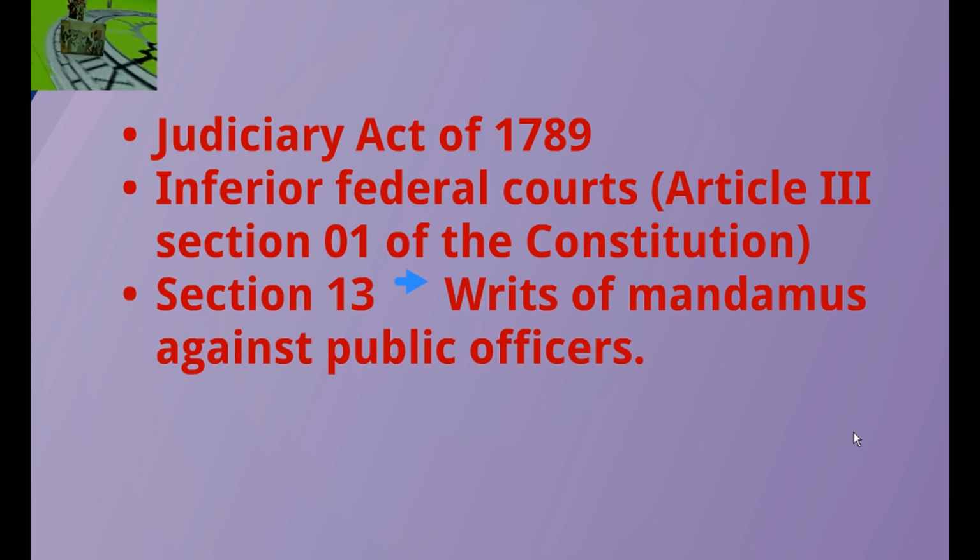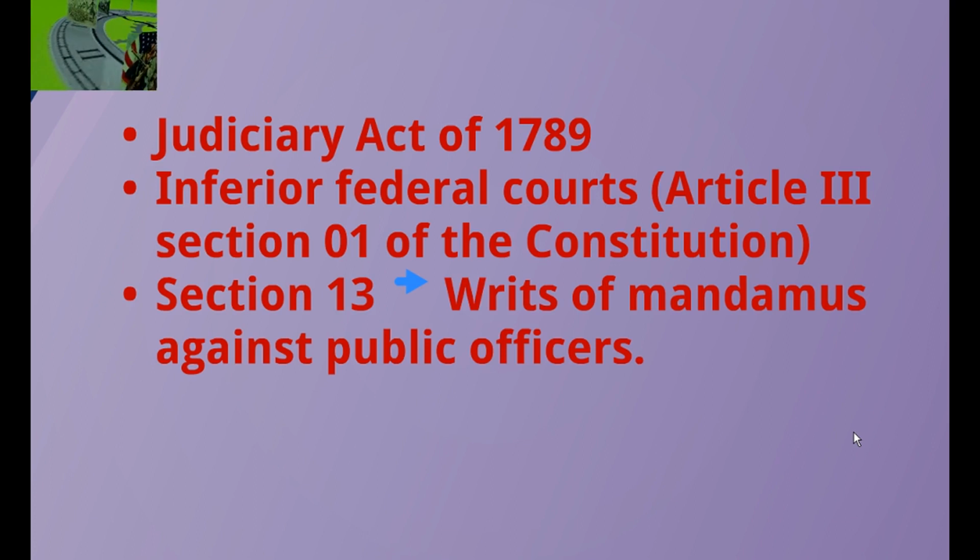is going to implement the principles that are established in Article 3, Section 1 of the US Constitution, which gives the judicial branch the power to create inferior institutions and courts that can help it to exercise its powers. So inferior federal courts are created as an implementation of Article 3, Section 1 of the Constitution.